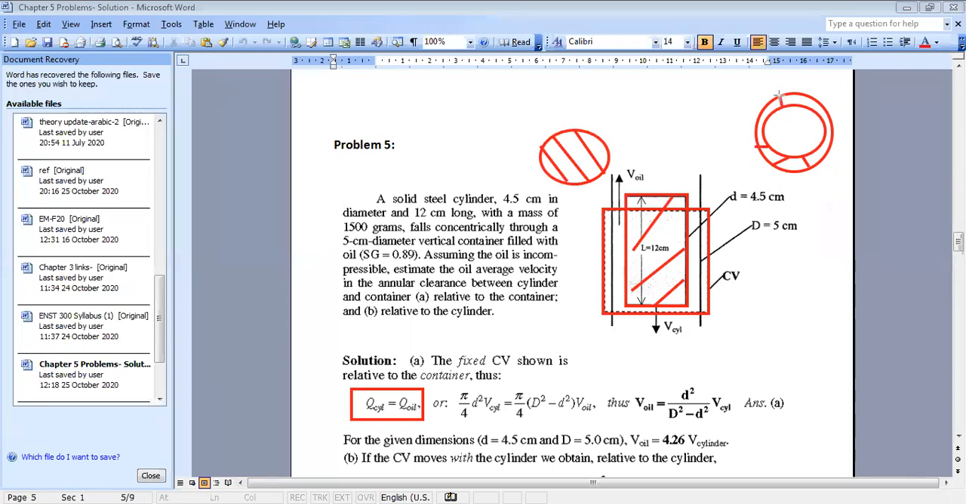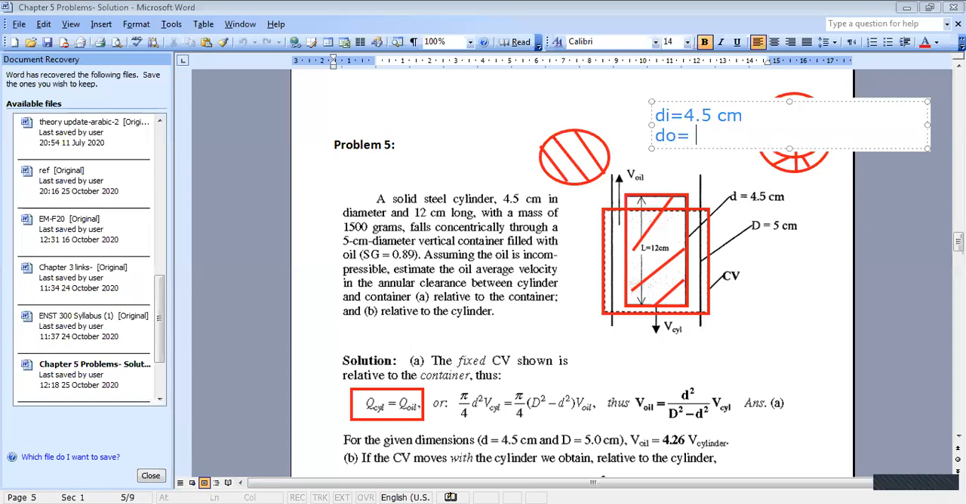And you know that the internal diameter is for what? The big one minus the small one, meaning for the cylinder. Yes, for the cylinder. So D inner is for the cylinder, and D outer is for the control volume. So I can say here that D inner is equal to the cylinder diameter, which is 4.5 centimeter, and the outer diameter is corresponding to the container. So D out is D of container, equal to 5 centimeter.